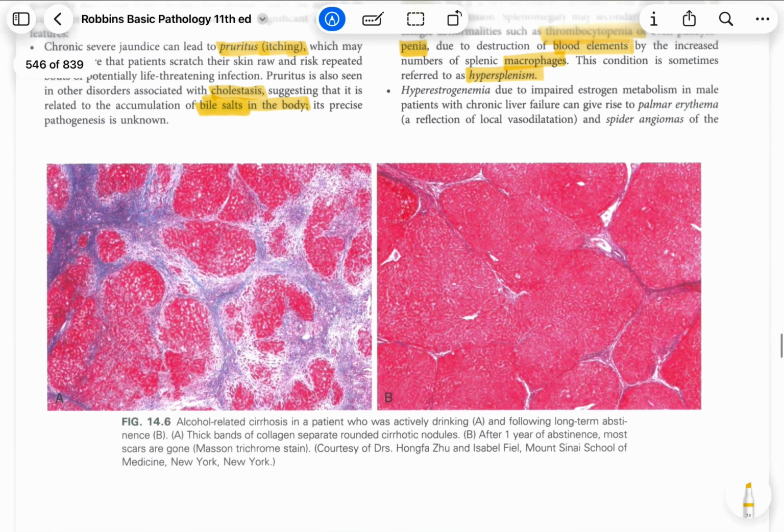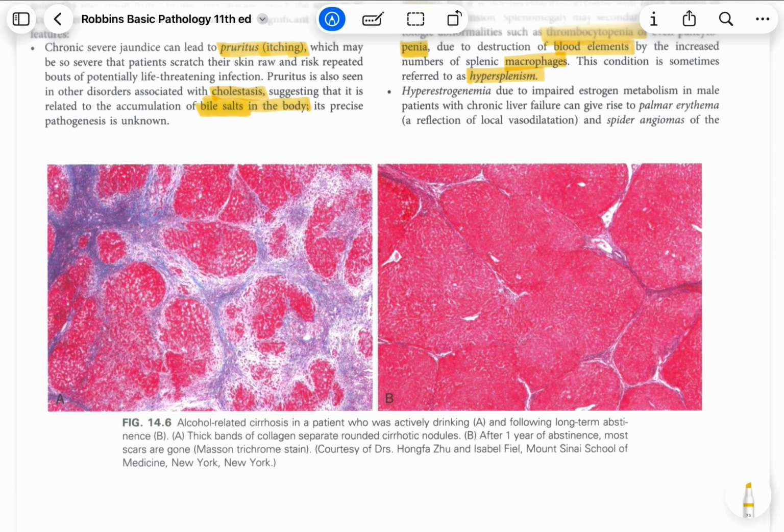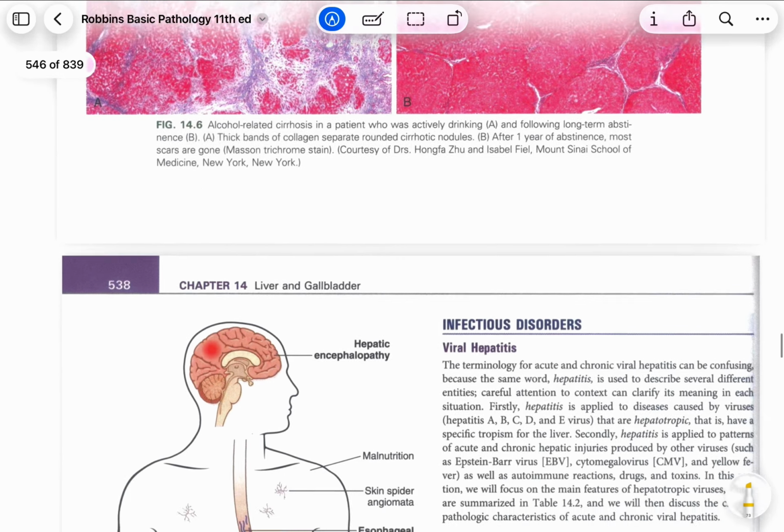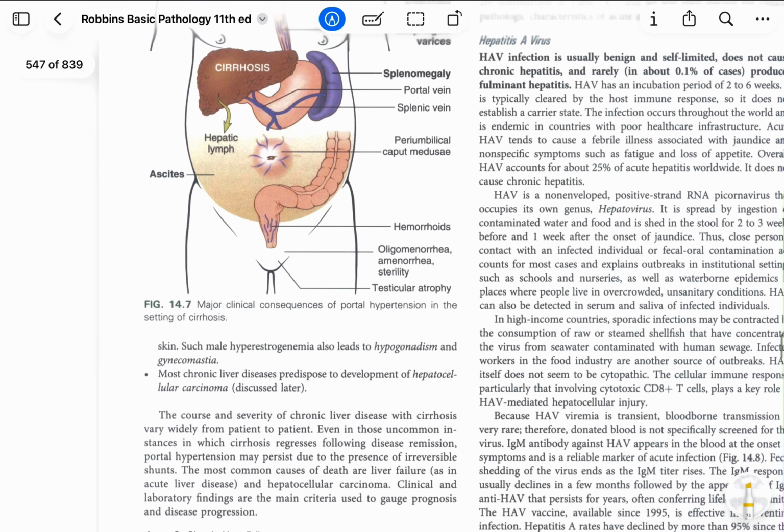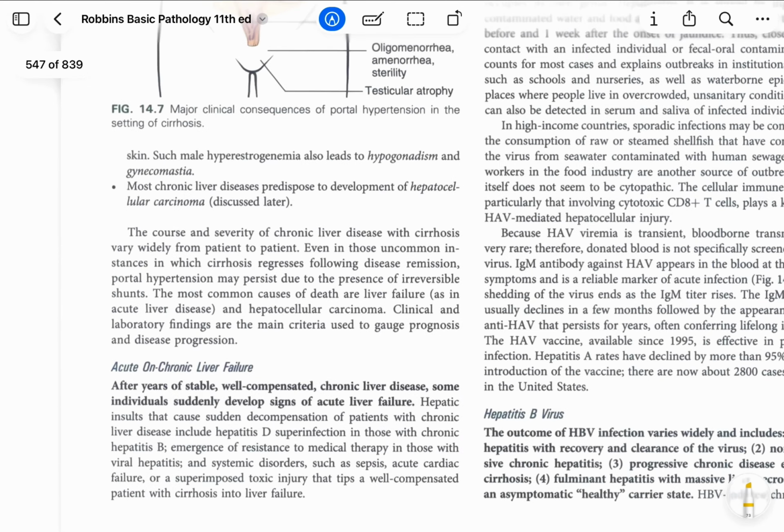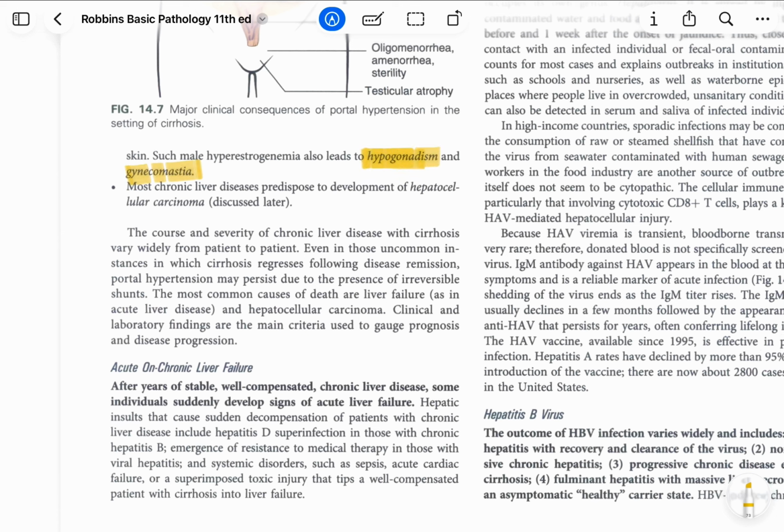Other than that, there is hyperestrogenemia due to impaired estrogen metabolism in male patients with chronic liver failure. It can give rise to palmar erythema, a reflection of local vasodilatation, and spider angiomas of the skin. Such male hyperestrogenemia can lead to hypogonadism and gynecomastia in male patients. Most chronic liver disease predisposes to development of hepatocellular carcinoma, which will be discussed in a separate video.